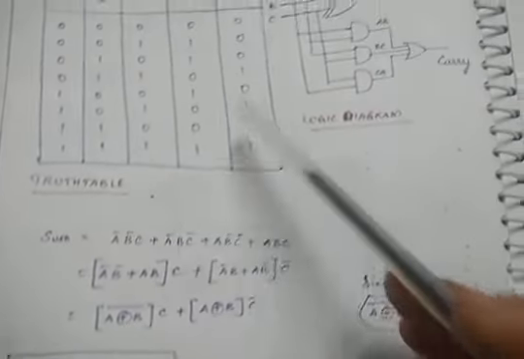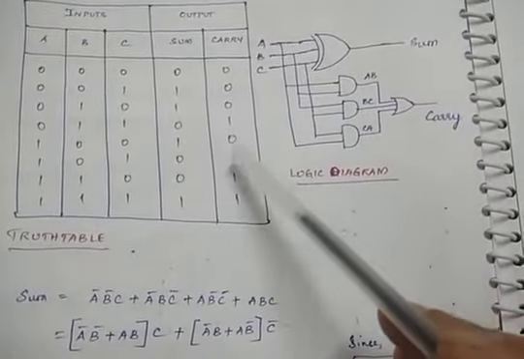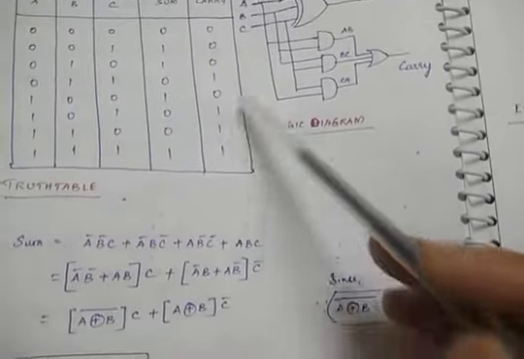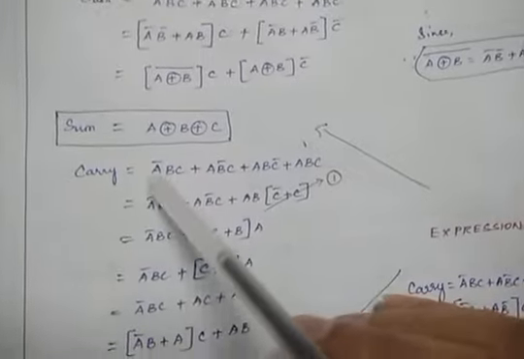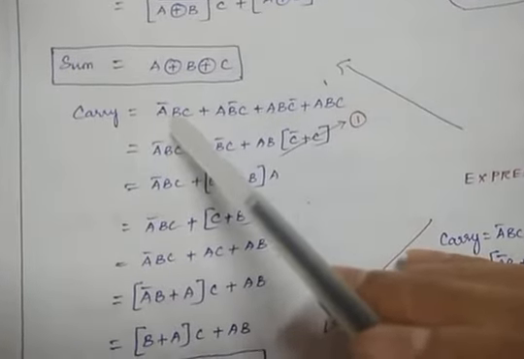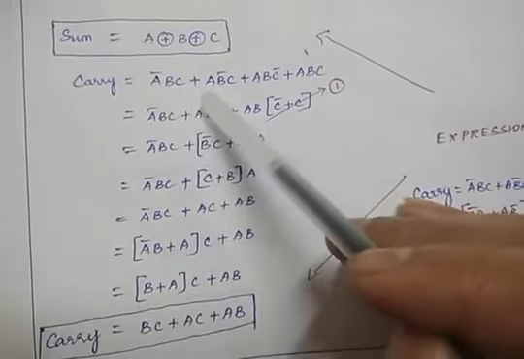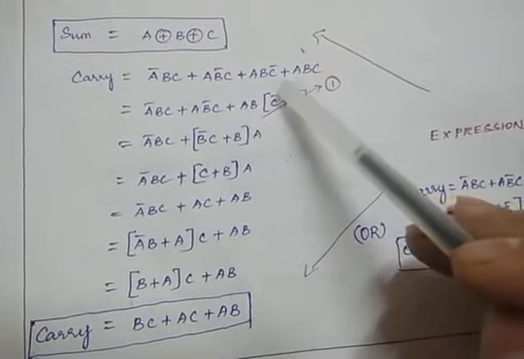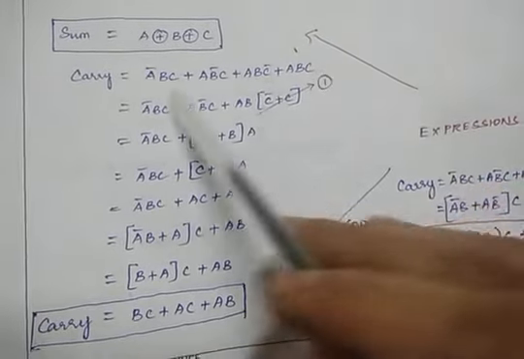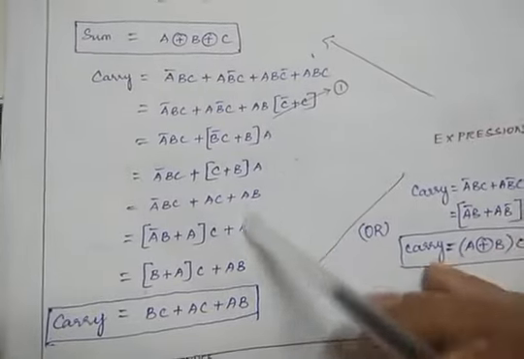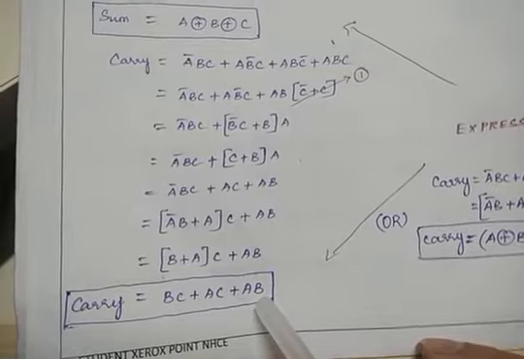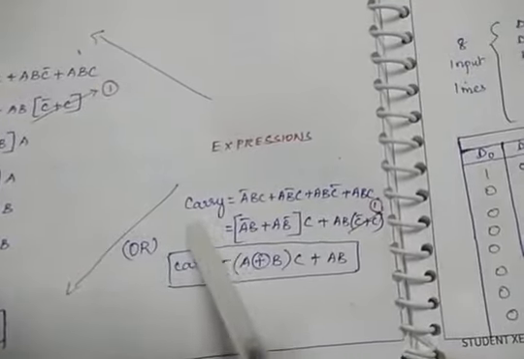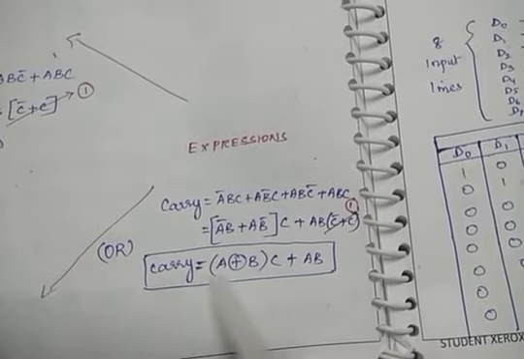See, carry also having 4 ones here, here, here, here. In the same way how we have written in the sum, we got the logical expression for carry also, that is A bar BC plus AB bar C plus ABC bar plus ABC. And simplify this. So after simplification we got BC plus AC plus AB. So these are the 2 expressions, and one more way we can derive carry like this also.